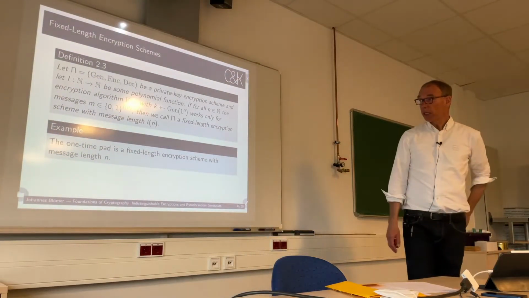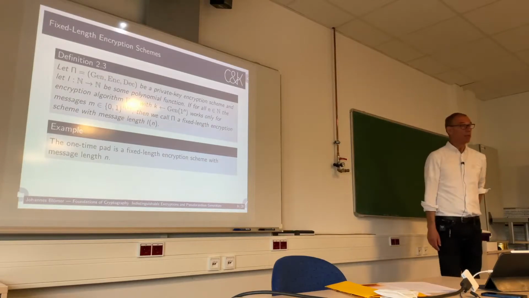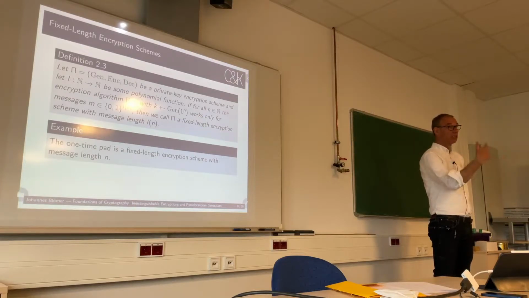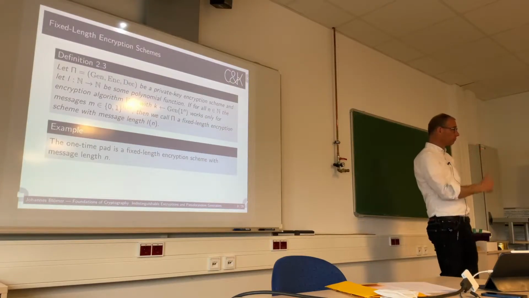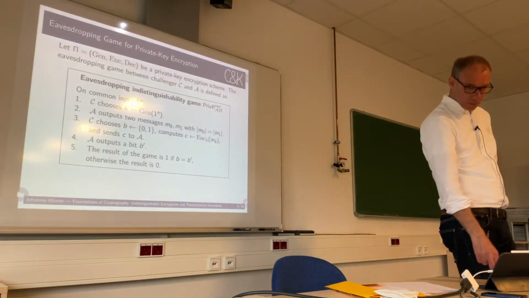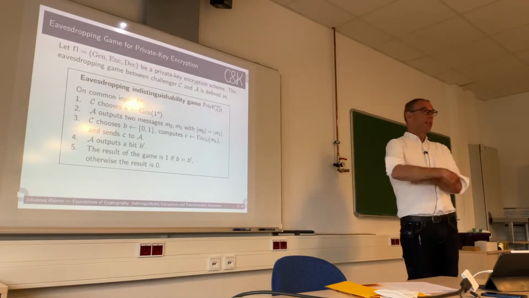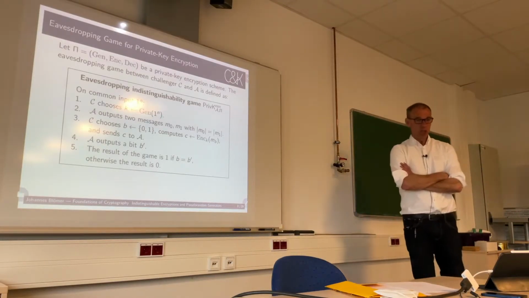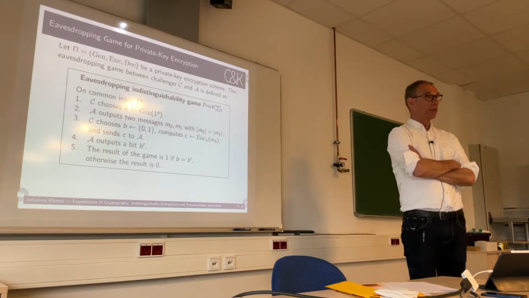An example, the one-time pad is a fixed length encryption scheme with message length n. The message length is the same as the key length. So the function L of n is the identity. Now we need to define security. And we do that with a refined version of our eavesdropping game for private key encryption scheme.